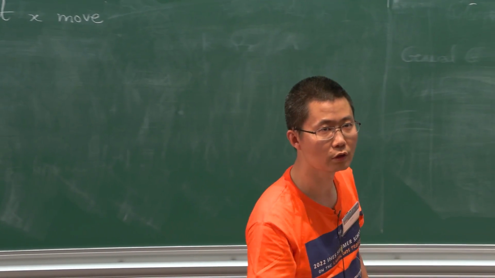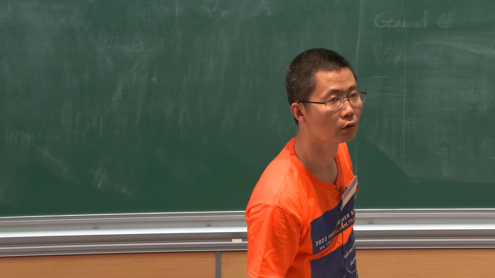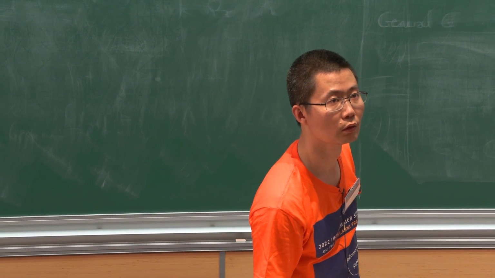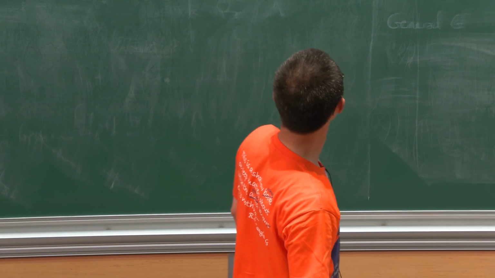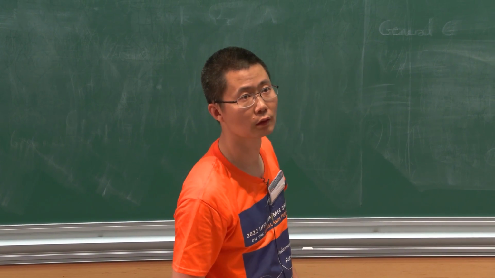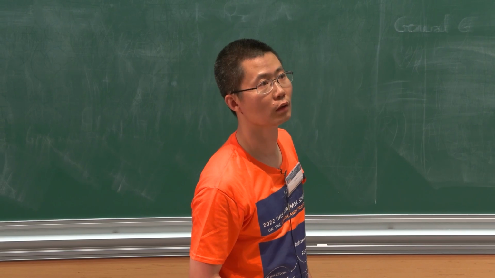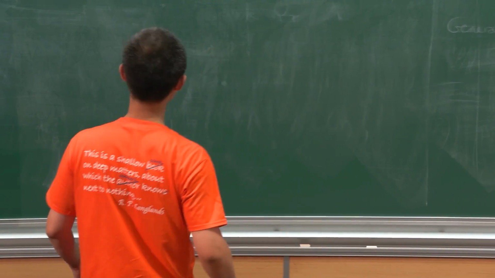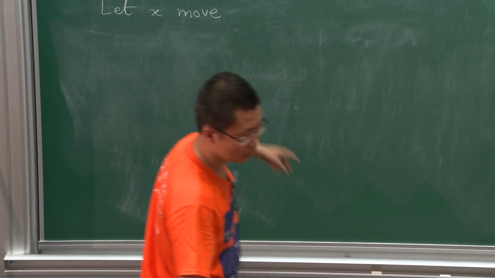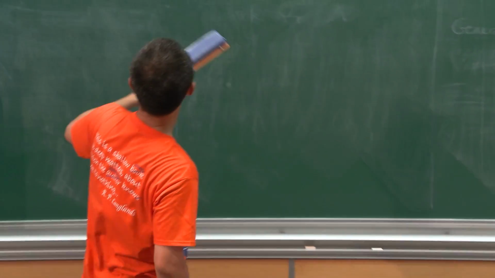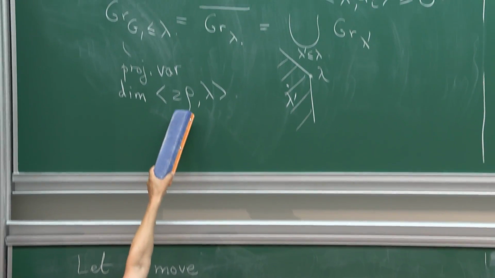Can you say it a little bit louder? You have defined the strata on the affine Grassmannian. Are the strata finite dimensional? Yes. The question was whether these strata on the affine Grassmannian are finite dimensional. Yes. The answer is the dimension is precisely this number.